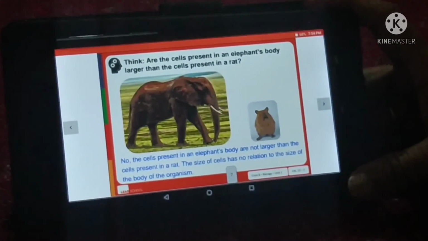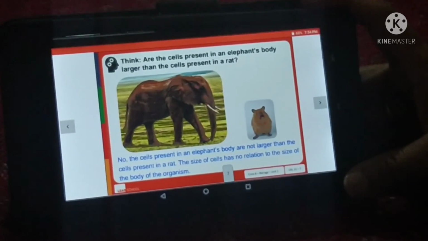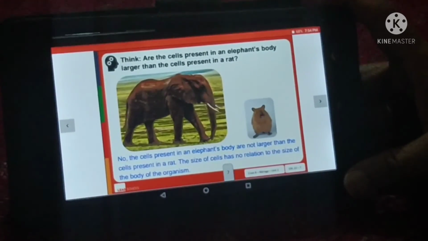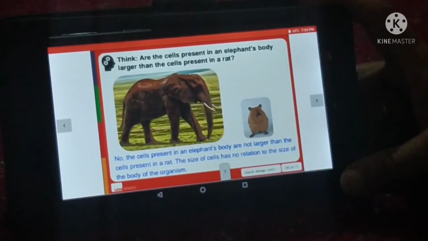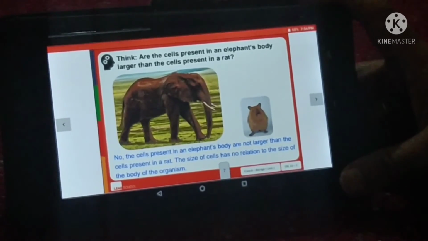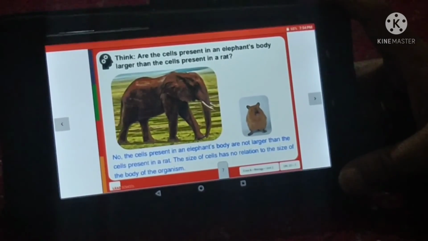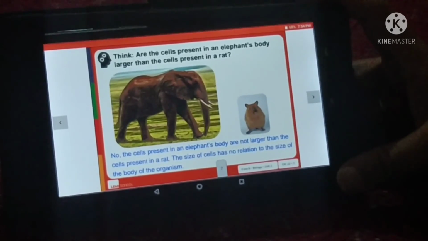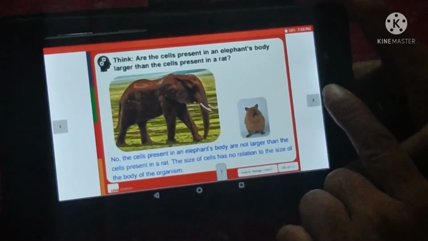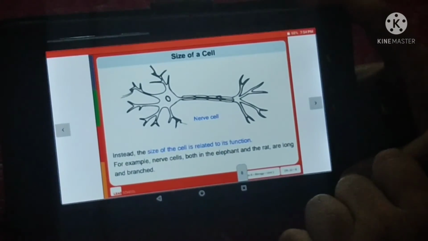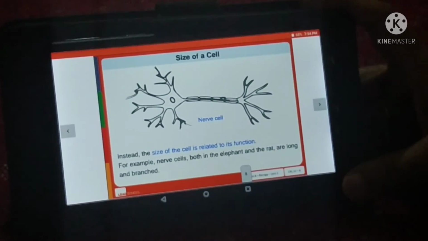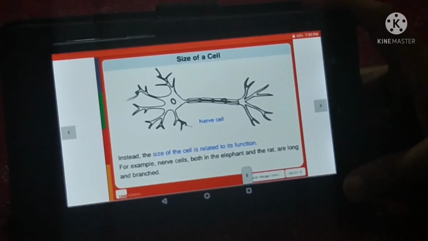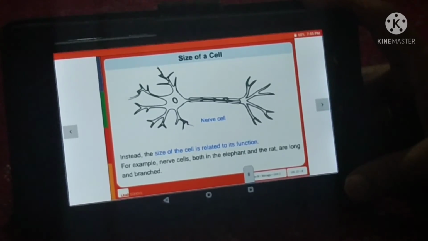There is a question: are the cells present in an elephant's body larger than the cells present in a rat? Answer is no. The cells present in an elephant's body are not larger than the cells present in a rat. The size of cells has no relation to the size of the body of an organism. Instead, the size of the cell is related to its function.